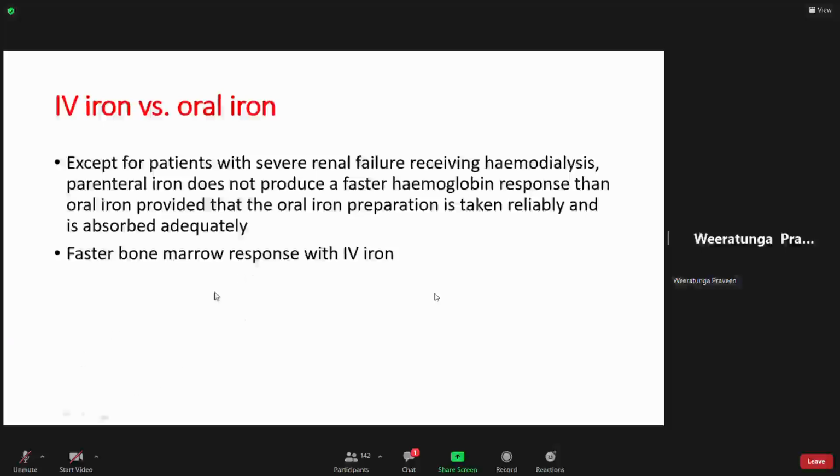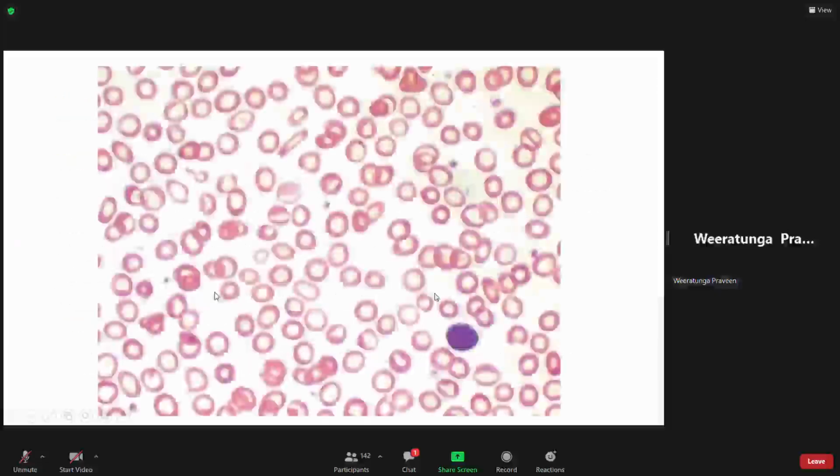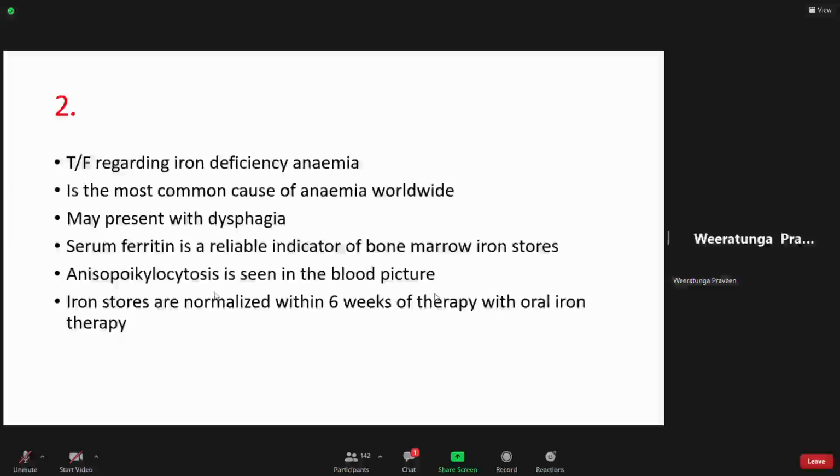Right. So if we go back to this MCQ, the statement iron stores are normalized within 6 weeks of therapy is false.